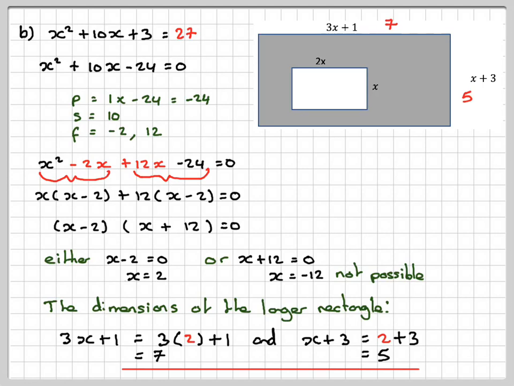So this has been a video to show you how to form a quadratic expression from a practical problem, and then use a piece of information to solve the resulting equation. I hope you've understood, and I thank you very much for watching.